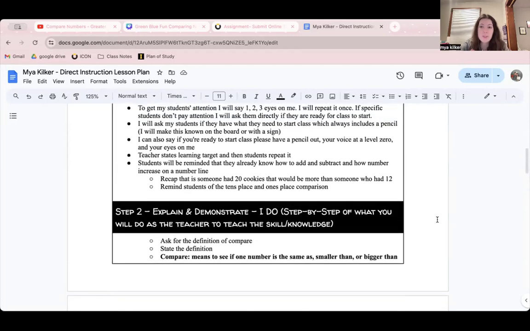Let's do a recap because you guys know how number lines work. You guys know how addition and subtraction works. So if I had a number line and 4 is over here and 12 is over here, then you know that 12 is bigger because it's going down the number line. But you can also look at it like, oh, I have 4 cookies and I have 12 cookies. I have more cookies when I have 12 cookies compared to 4. So I would say that 12 is greater than 4.